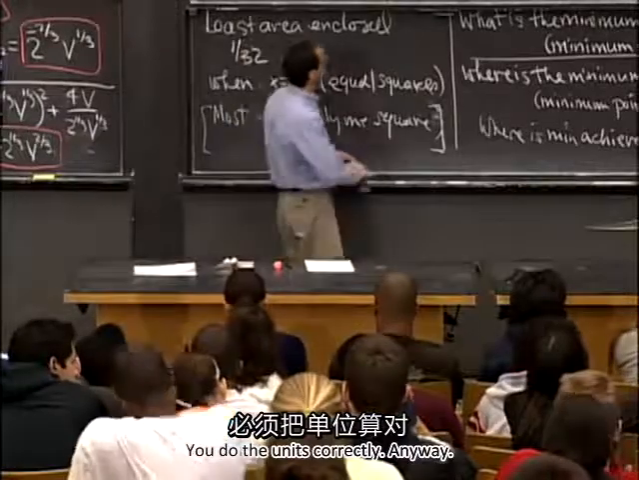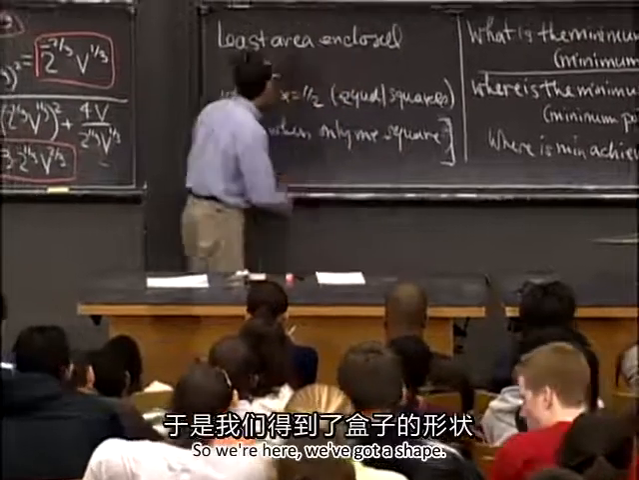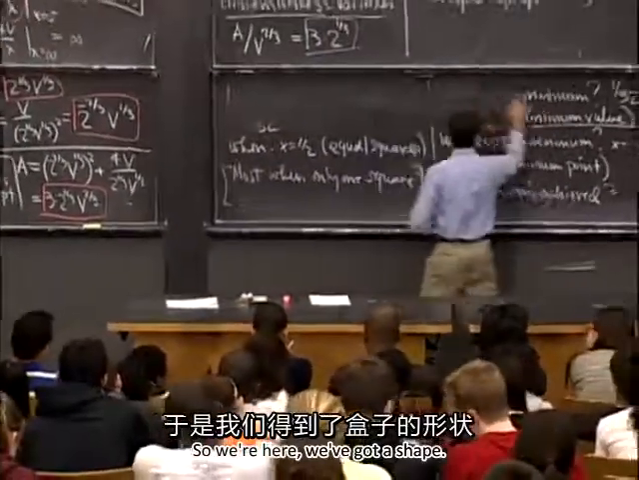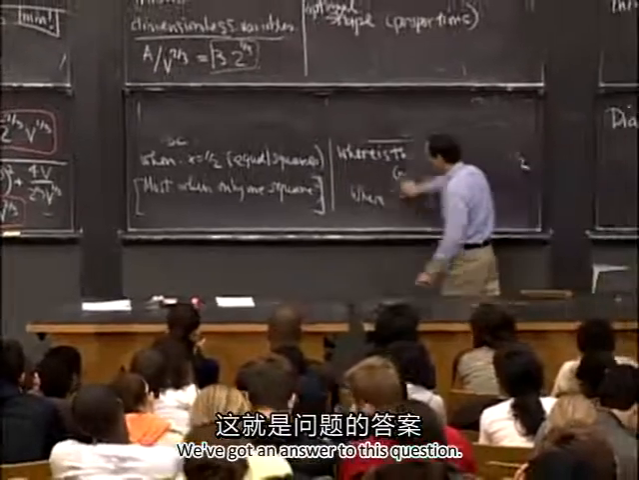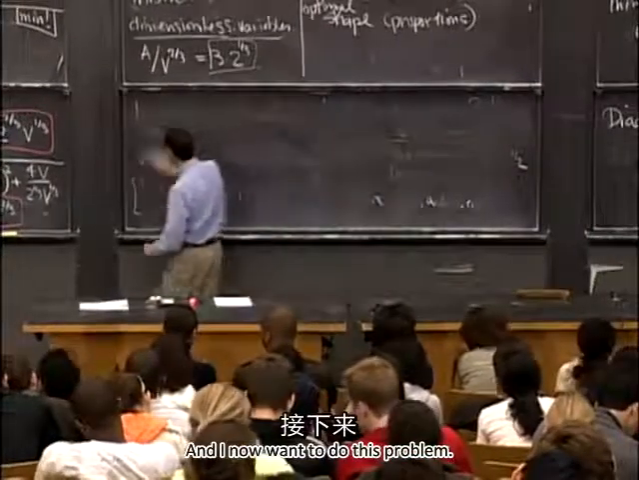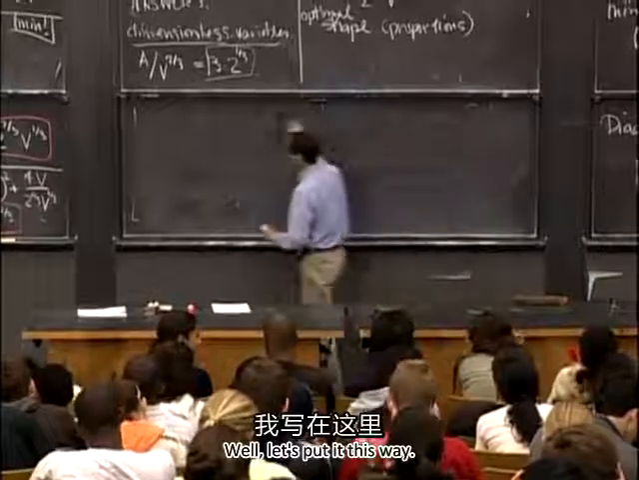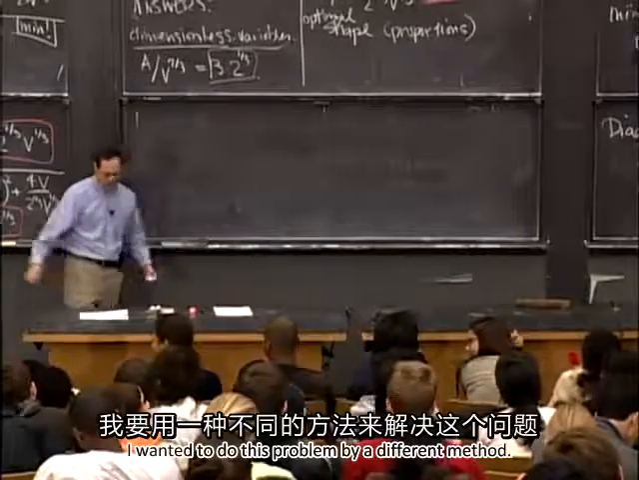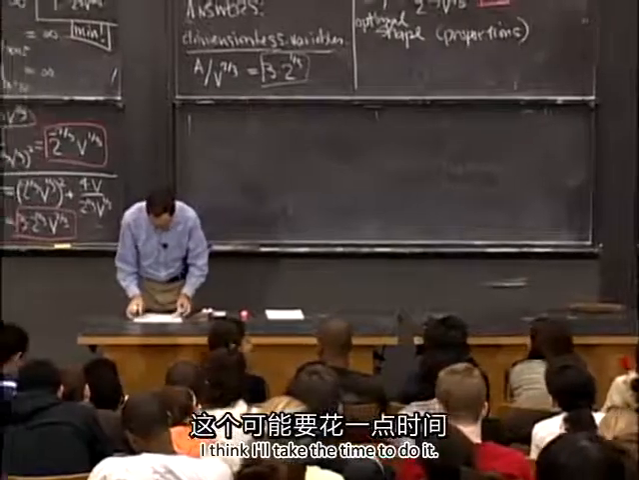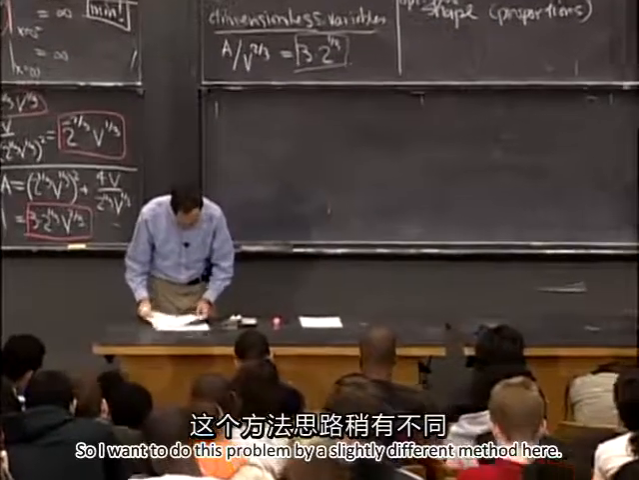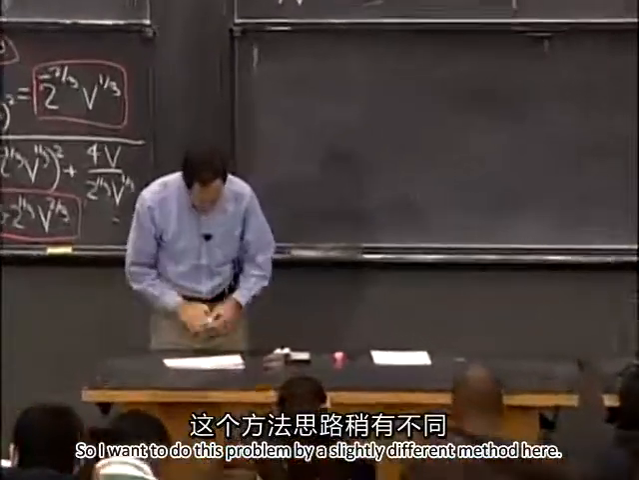Okay. Anyway, so we're here. We've got a shape. We've got an answer to this question. And I now want to do this problem. Well, let's put it this way: I wanted to do this problem by a different method. I think I'll take the time to do it. So I want to do this problem by a slightly different method here.